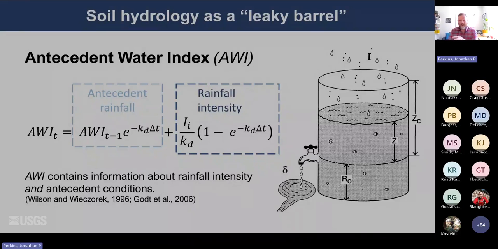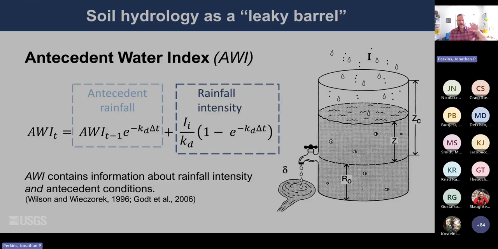So it's a really simple model, and all it is, you rain into that barrel with an intensity I, and so you start filling that barrel up from the bottom up until you get to a specific height denoted R0, right? And what that reflects is kind of wetting up of the soil till you get to your field capacity, the amount of water that can be bound in capillarity in the soil.